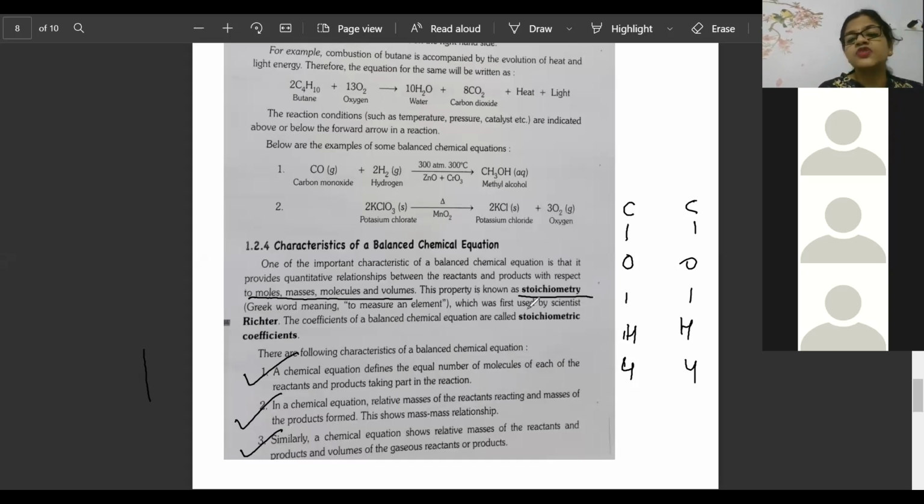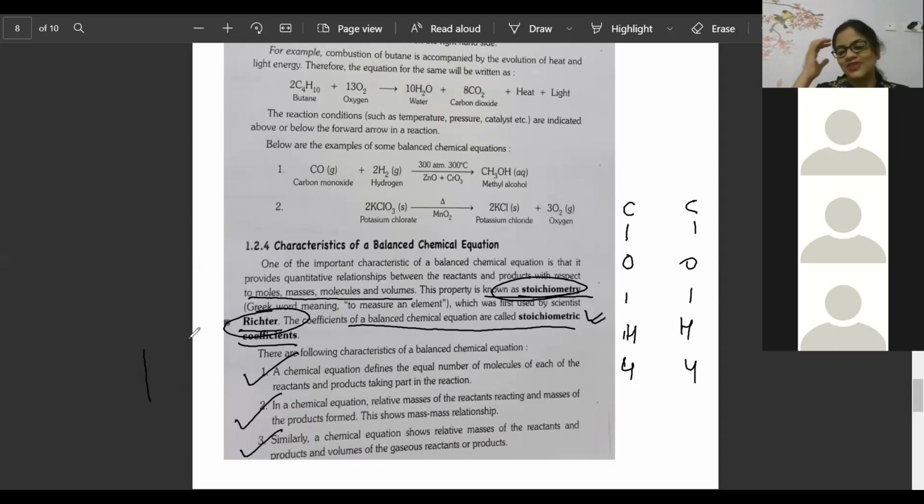Who is the scientist who first introduced this? Richter. Okay, the coefficients of a balanced chemical equation are called stoichiometric coefficients. I don't need you to remember this exactly, but these 2 points are important, not for today, but for the future. Correct. You can remember it like that. Super. Remembering is your duty, beta. You can remember it by name. You can remember it by some examples. Very good. Richter scale. But don't say that the name includes Richter scale also.